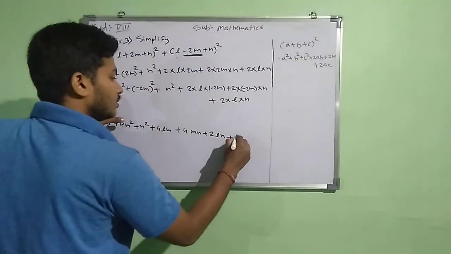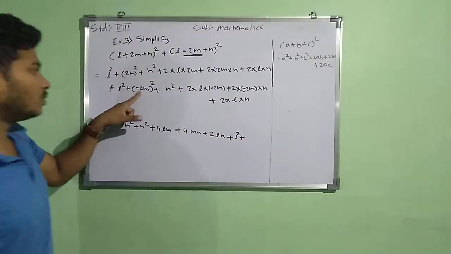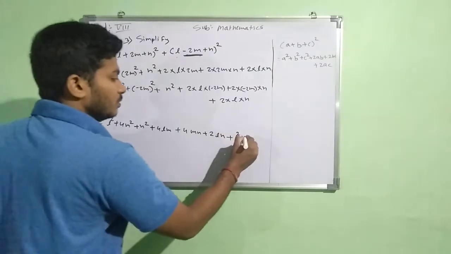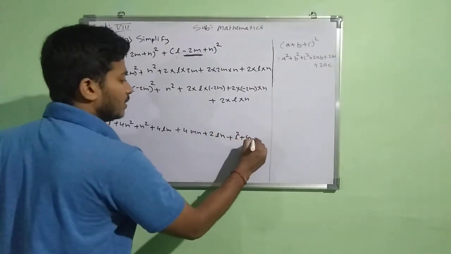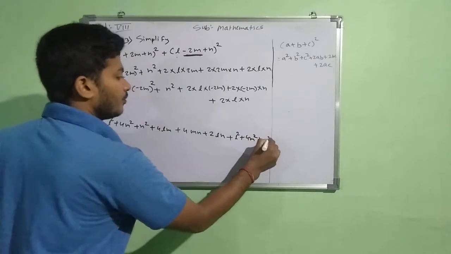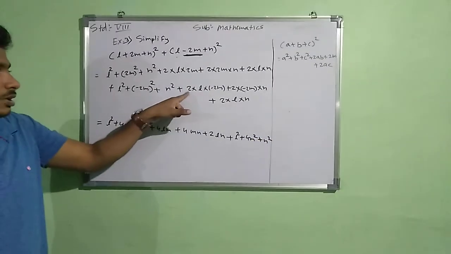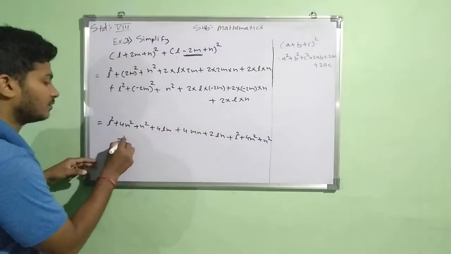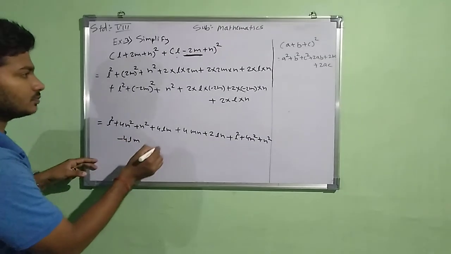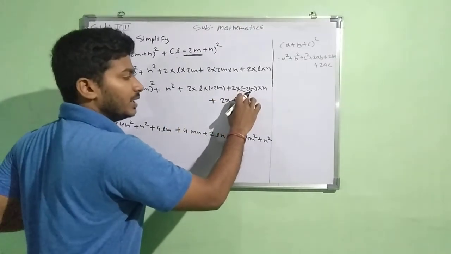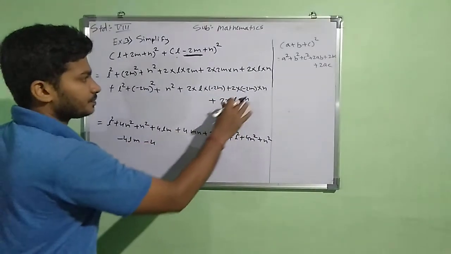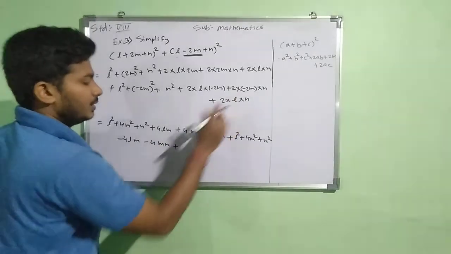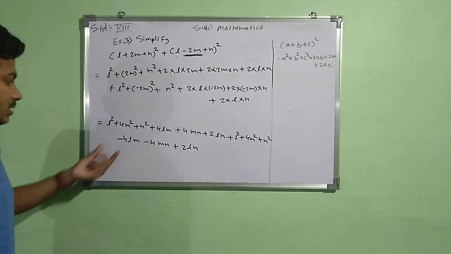l square plus now (minus 2m) bracket square. We know the square of a negative term will be positive. So square of minus 2 will be 4, and square of m will be m square, plus n square. Now here look: 2 multiplication l into minus 2m. Now 2 multiplication minus 2 will be minus 4, so it will be minus 4lm. Similarly here also 2 multiplication with minus 2 will be minus 4mn, plus 2ln. Okay, so that is what we got.